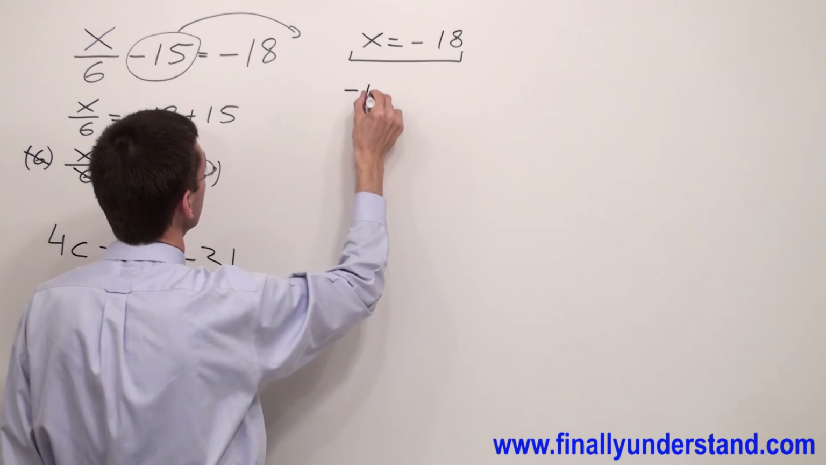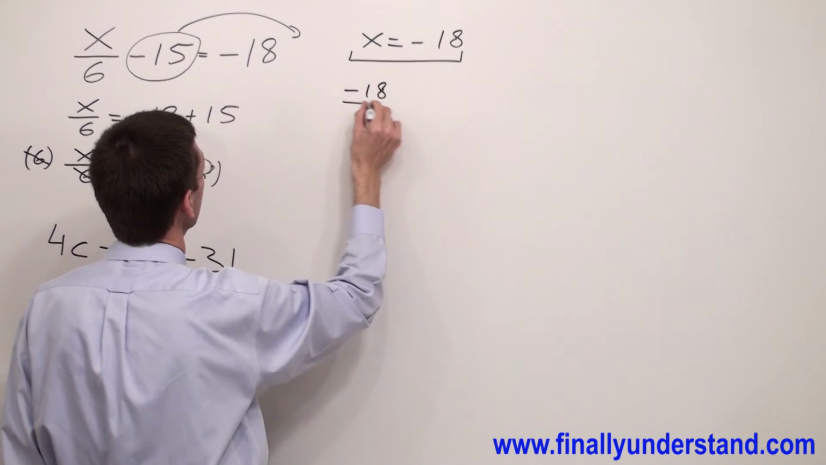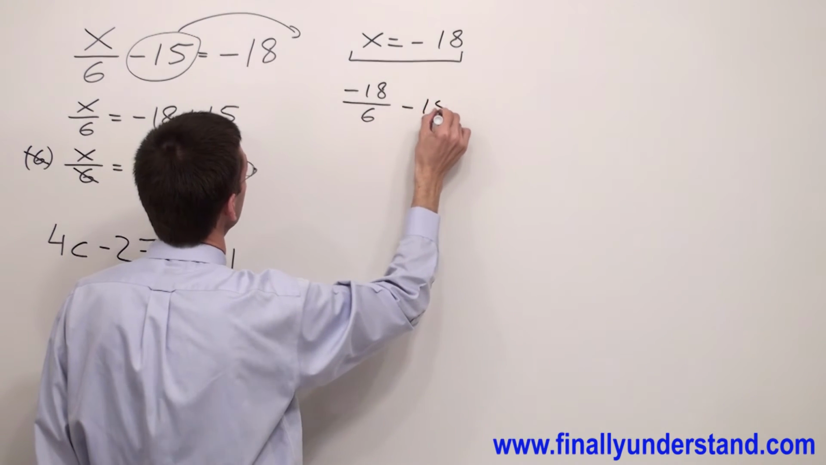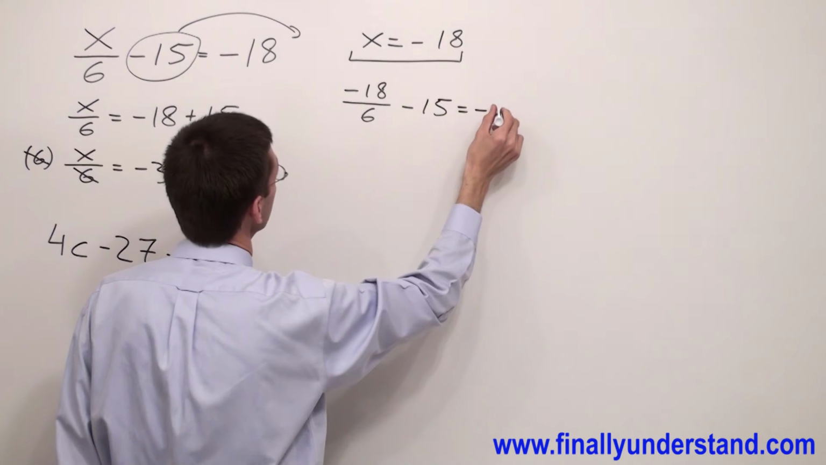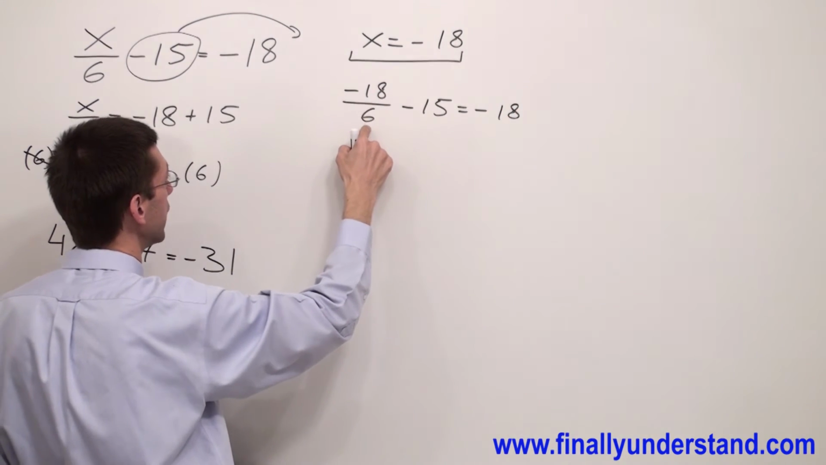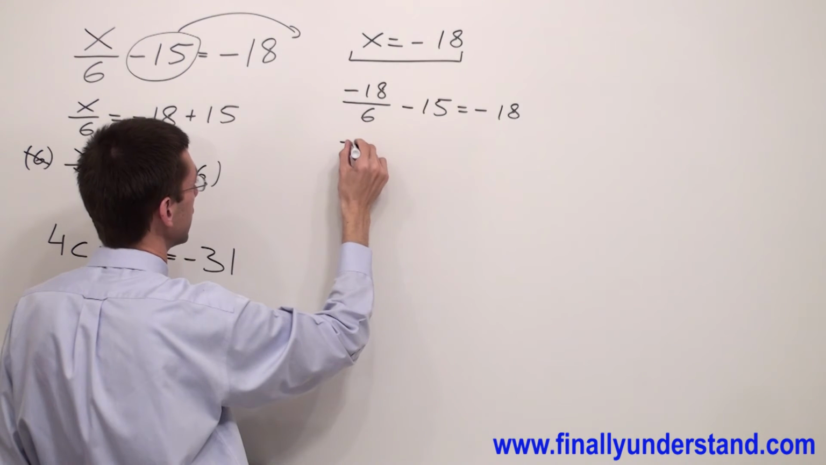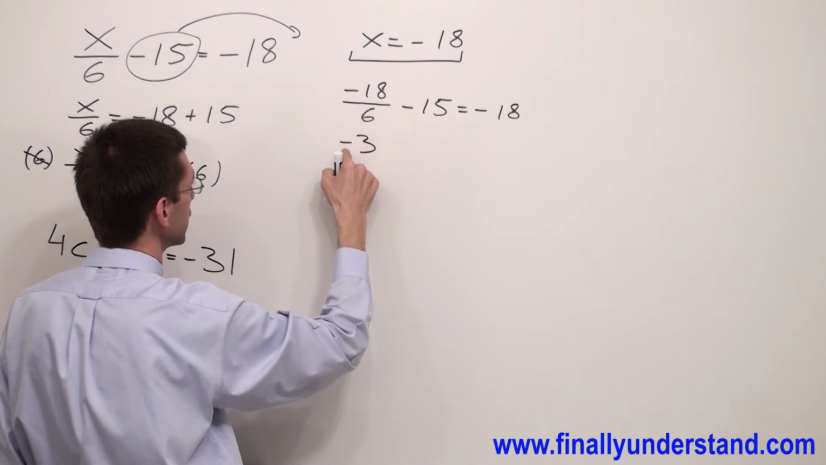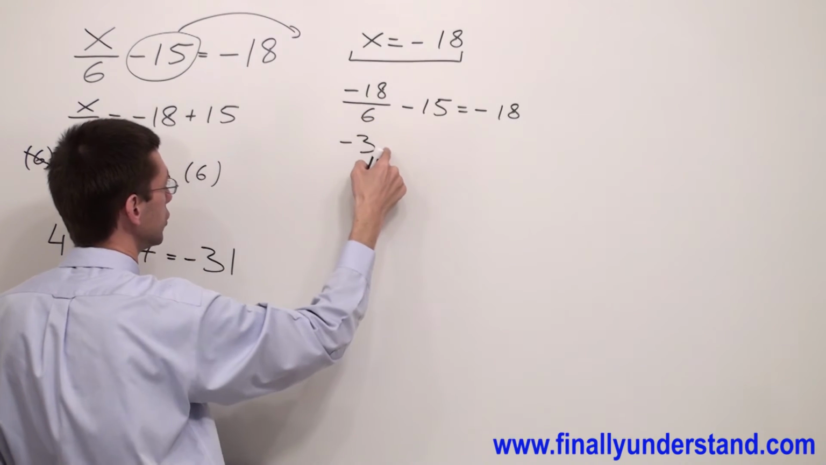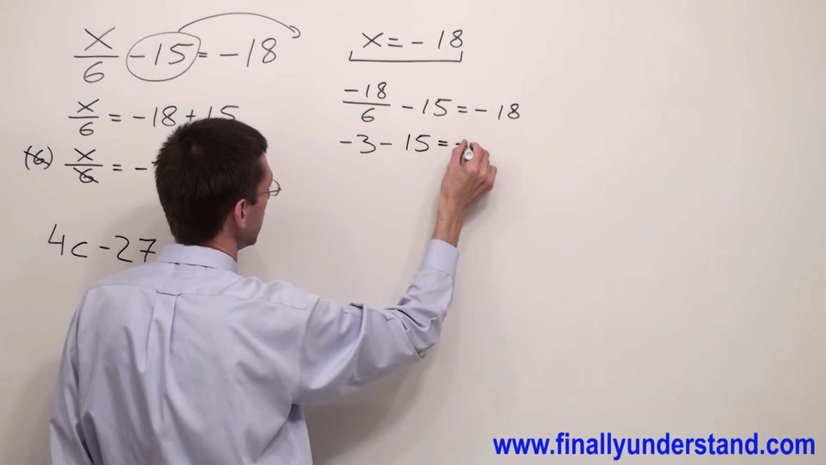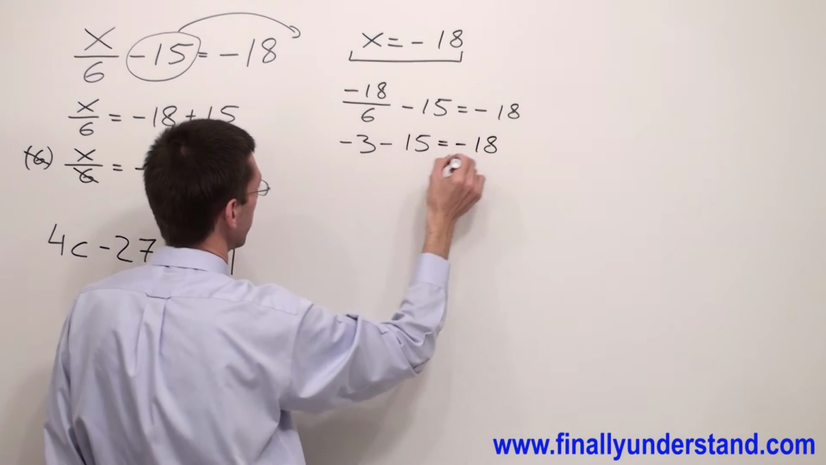So I have negative 18 over 6 minus 15 has to be equal negative 18. Negative 18 divided by 6 gives me negative 3. Negative divided by invisible positive is negative. 18 divided by 6 is 3. Minus 15 is equal negative 18.